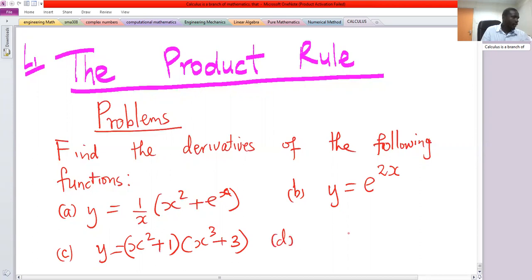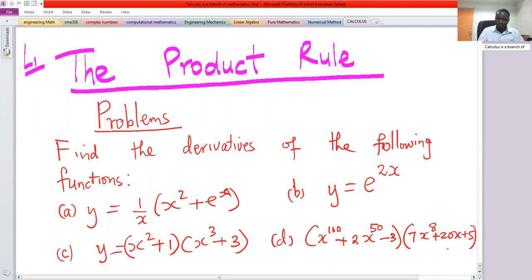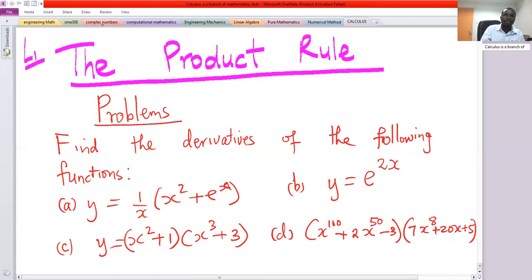D, we have x power 100 plus 2x power 50 minus 3 into 7x power 8 plus 20x plus 5. So let's discuss the solutions for this.